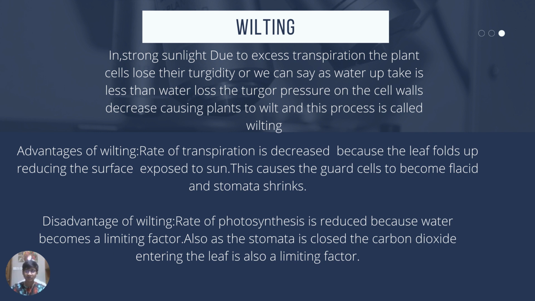Now, the disadvantage of wilting is that the rate of photosynthesis is reduced, because as transpiration is taking place in less amounts, the water uptake has become even lower. So water becomes a limiting factor during photosynthesis. Also, as the stomata is closed, carbon dioxide entering the leaf is also less. So carbon dioxide is also becoming a limiting factor.